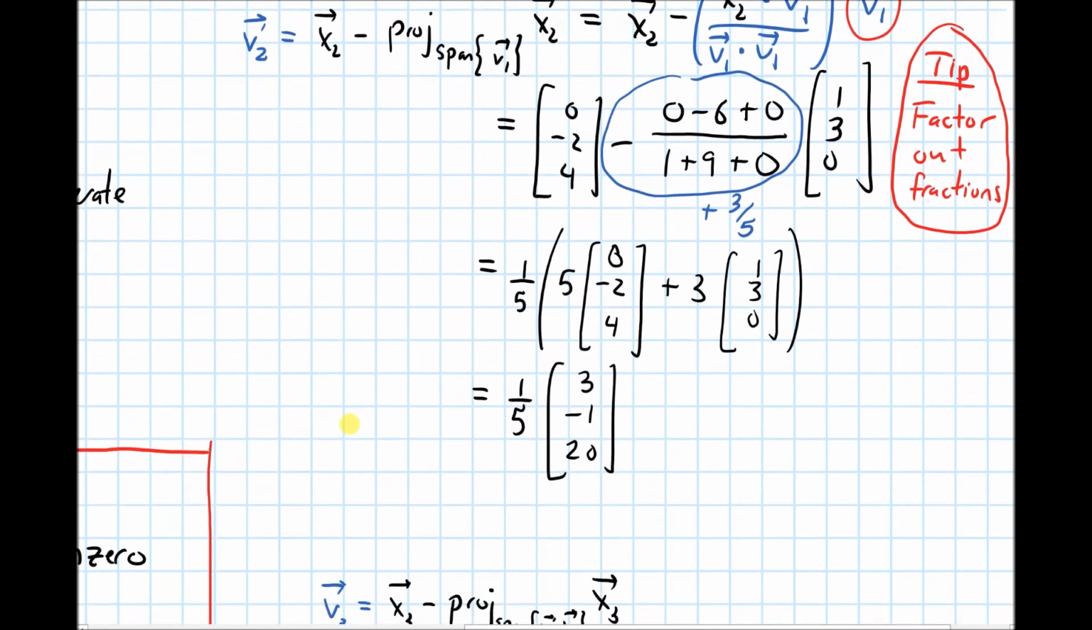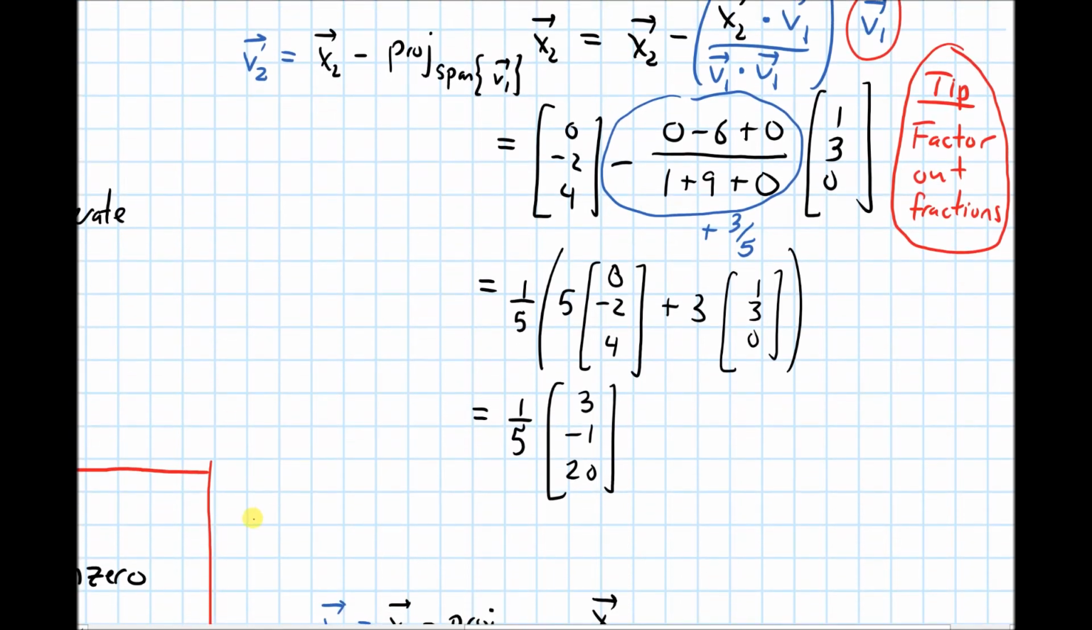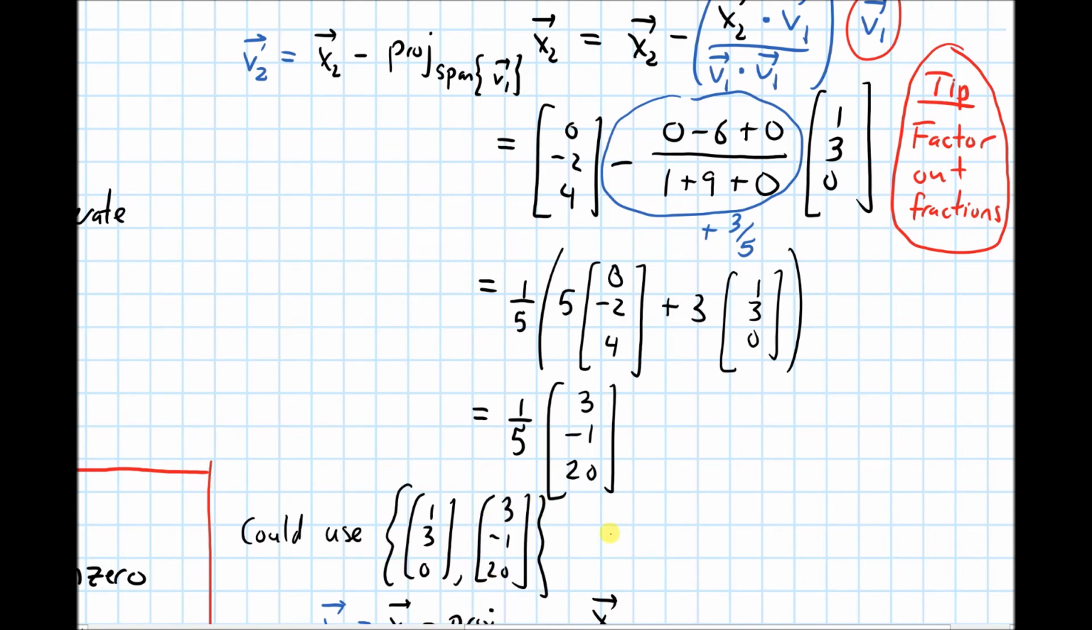So at this point, we have two options. We could continue with the two vectors that we've produced at this point. The first vector, remind ourselves, that was 1, 3, 0. And the second one now is 3, negative 1, 20. So we could use these two. Or what we are allowed to do is scale the vectors that we have if we want to get rid of fractions. I don't need to do that with the first vector.